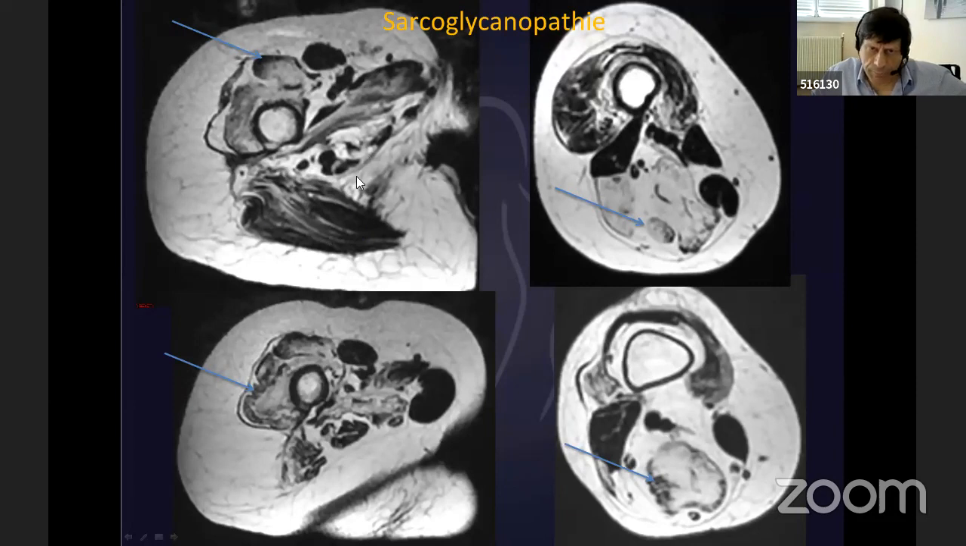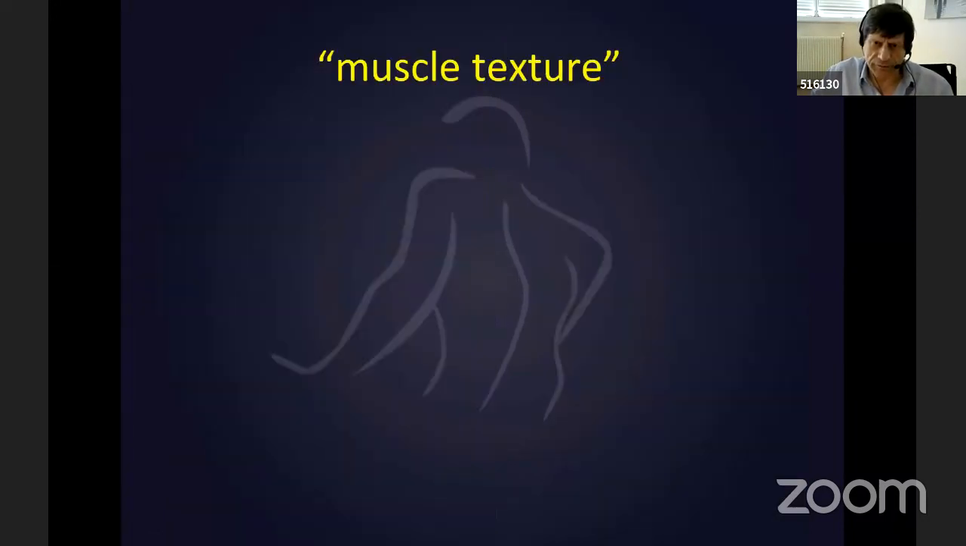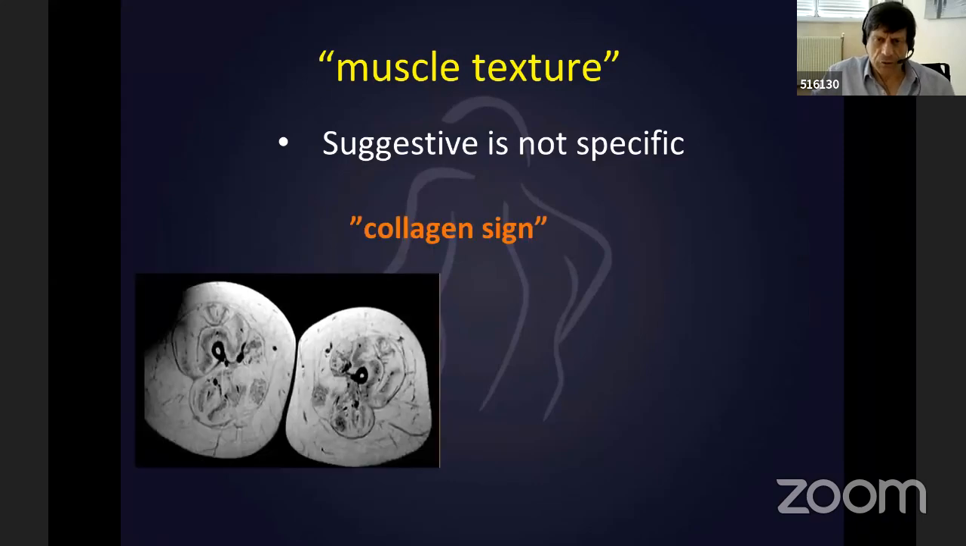In other pathology, like sarcoglycanopathy, you have some evocative muscle modification. The fatty replacement is central, and you have a preserved peripheral rim around the fatty replacement, and the fatty replacement is more important in the proximal part of the muscle than in the distal part of the muscle. It's quite evocative of sarcoglycanopathy, but it's not always specific, and you can have the same aspect with different diagnoses.